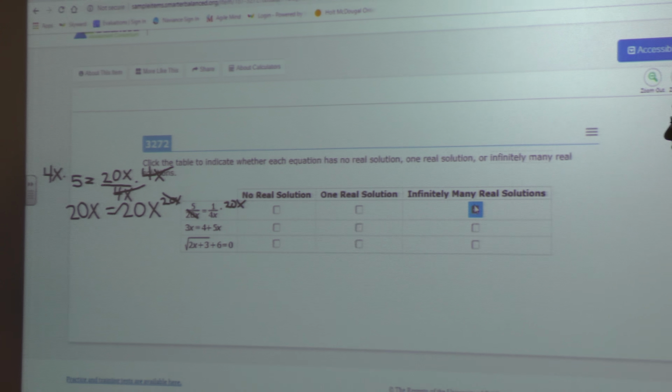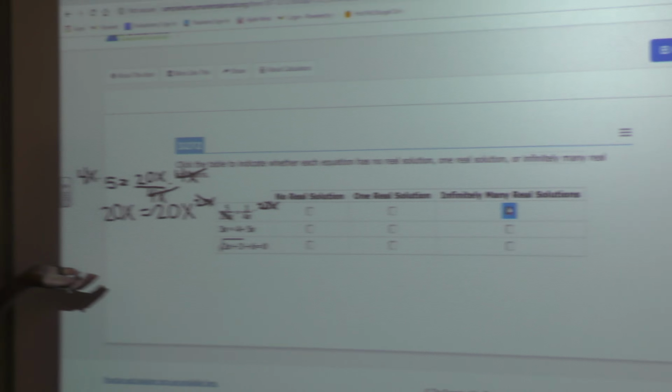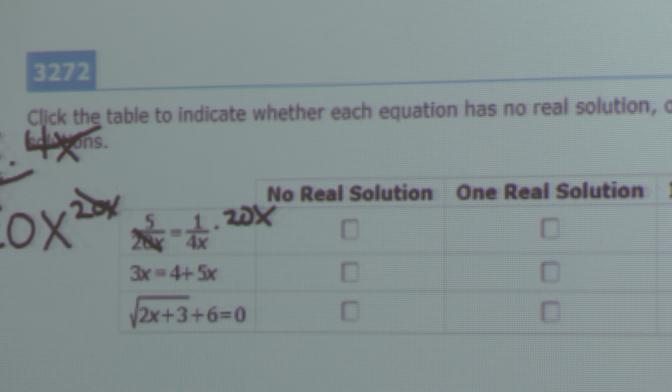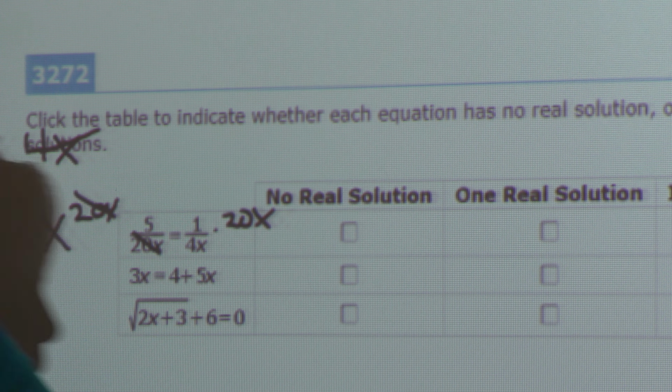Okay. So the second one I have 3x equals 4 plus 5x. They're not the same on both sides, so it's not going to be infinitely many, right? Well, we don't know that yet. We have to simplify some stuff down to check to see if we can get it to be the same. Okay, so what should I do?